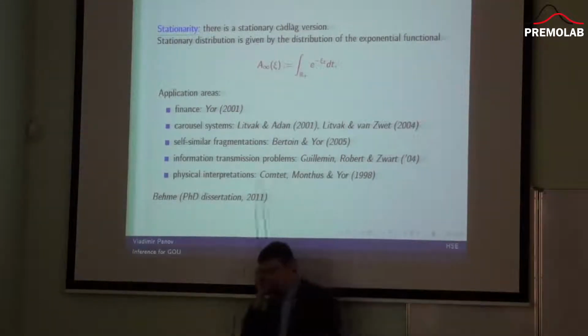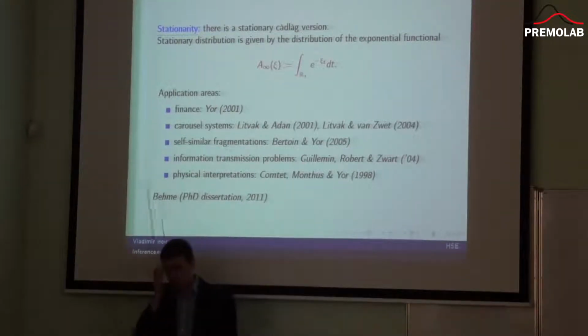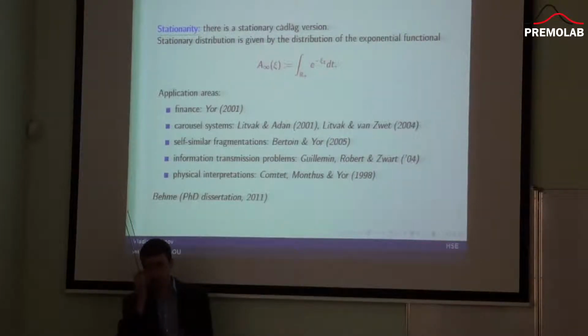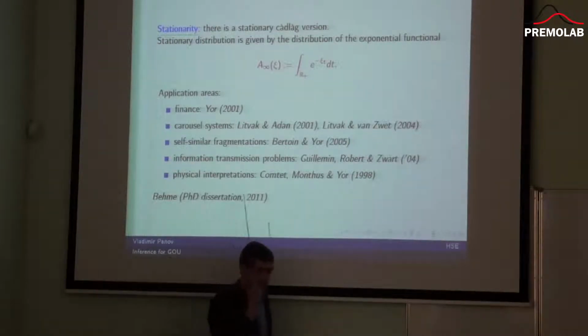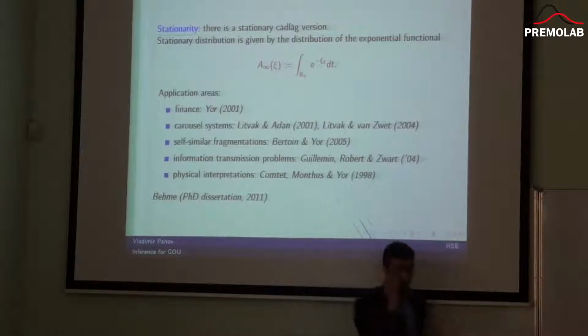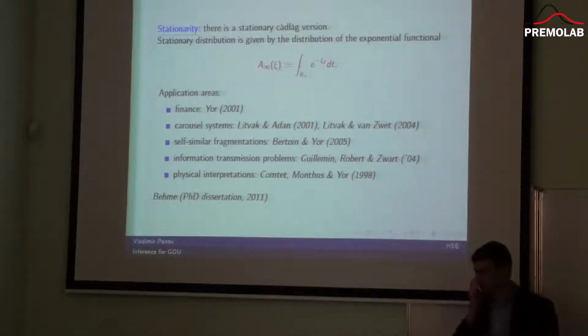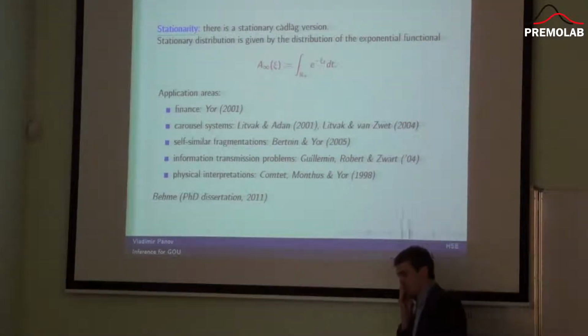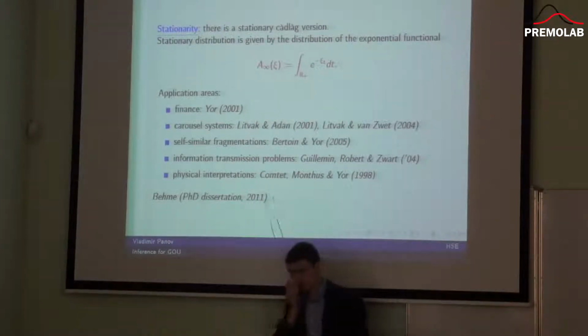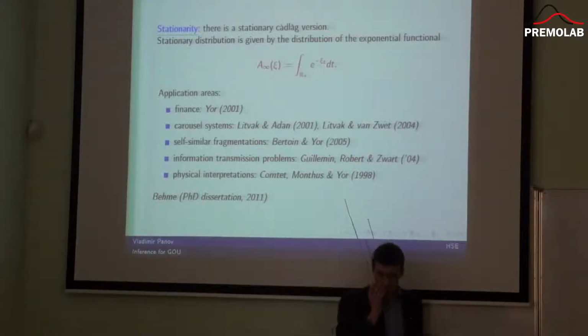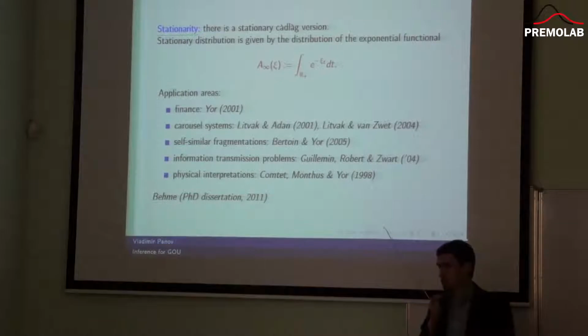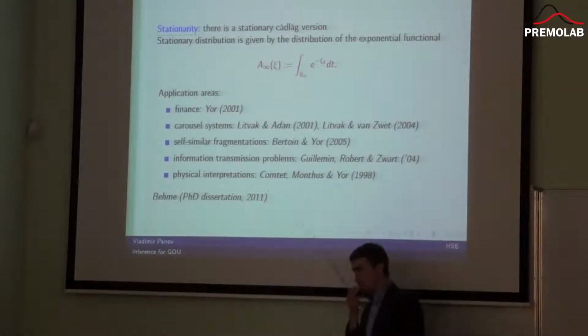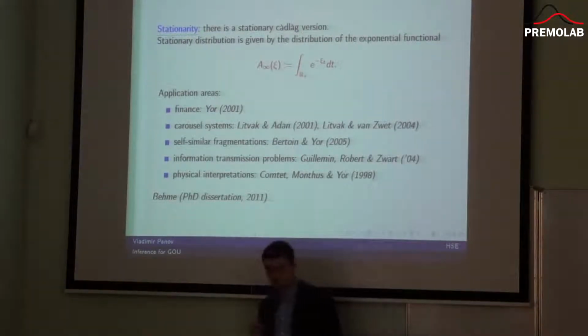Actually, this was one of the topics of Marc Yor, who wrote an interesting book about this. And there are many applications in financial mathematics, first of all. This object plays a crucial role in the pricing of Asian options. Next, there is one model which is called the carousel system, which is widely used in modern warehouses.